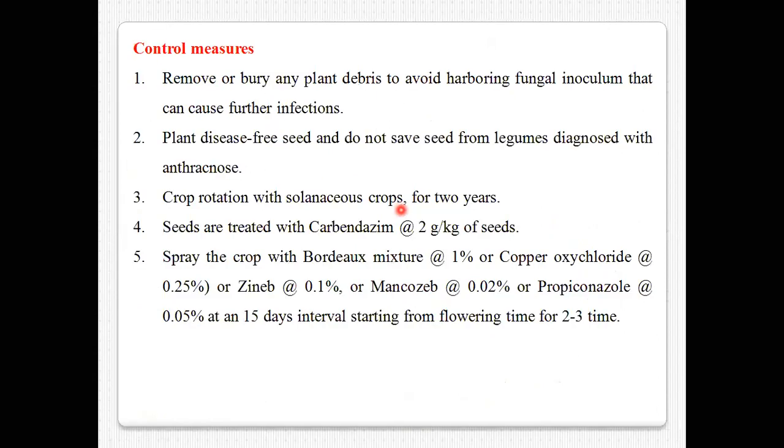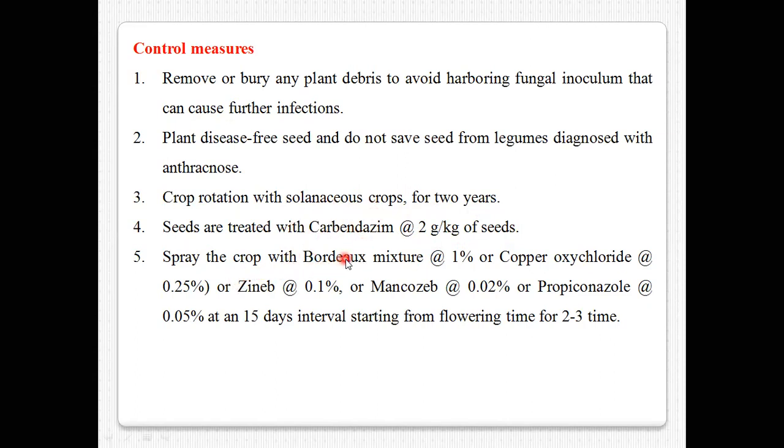Then management, that is removal or collection of the infected plant debris and burning it properly. Then use disease-free seeds for sowing purposes. Then crop rotation with solanaceous crops for at least 2 or 3 years. Then seeds are treated with carbendazim powder, that is 2 gram per kg of seed, means to protect the seed from fungal infections by using fungicides.